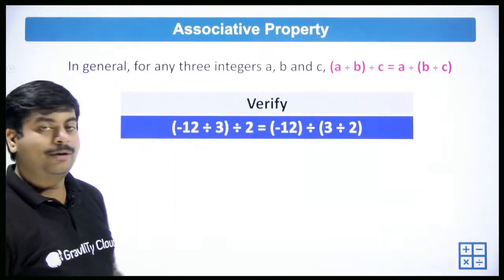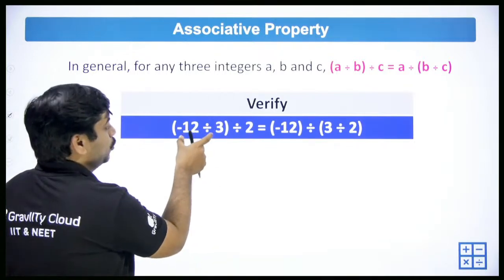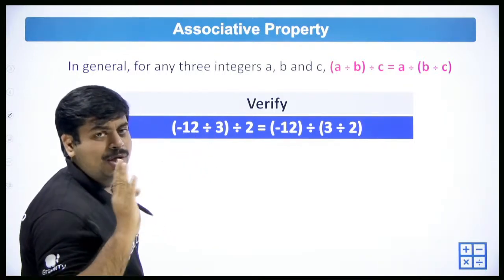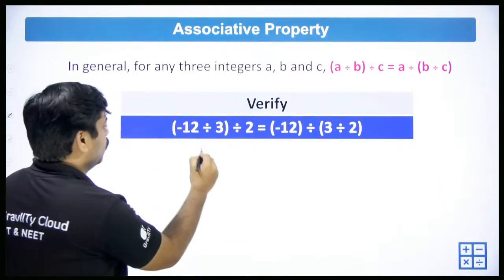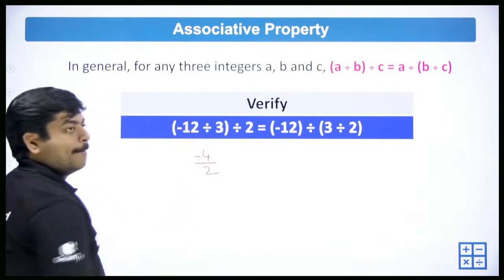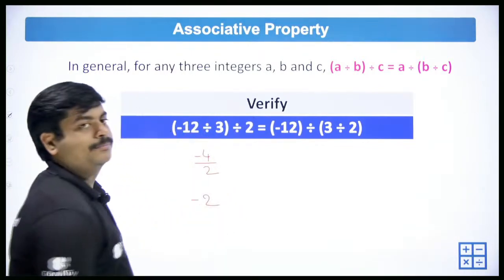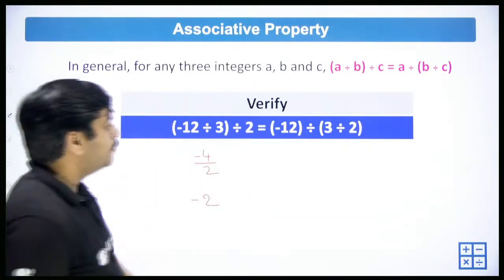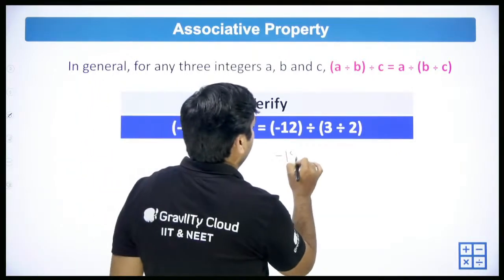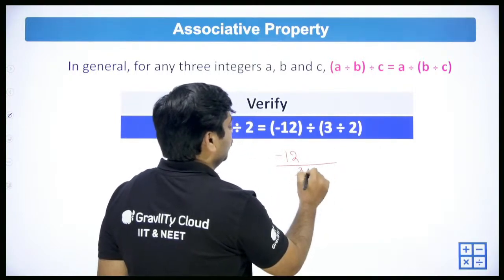So let me take a small question. Minus 12 divided by 3. 12 by 3 is 4, correct? So minus 4, and we have minus 4 divided by 2. Minus 4 divided by 2 will give you minus 2 as the answer. Let us check that here. Minus 12 divided by, this is 3 by 2. Minus 12 divided by 3 by 2.